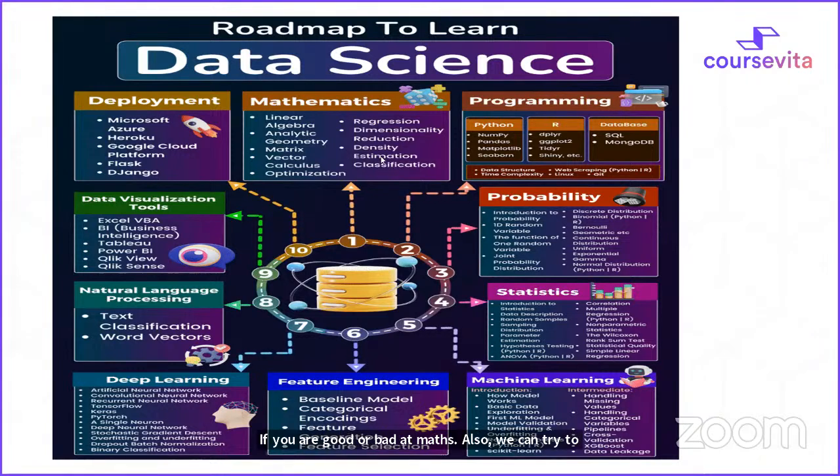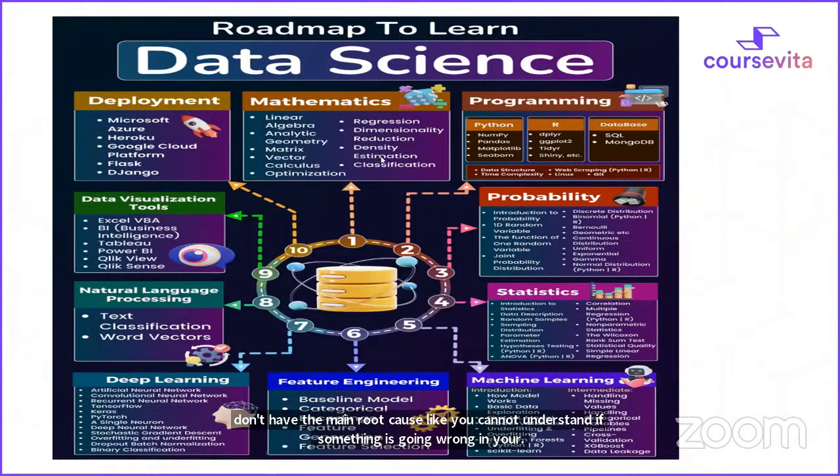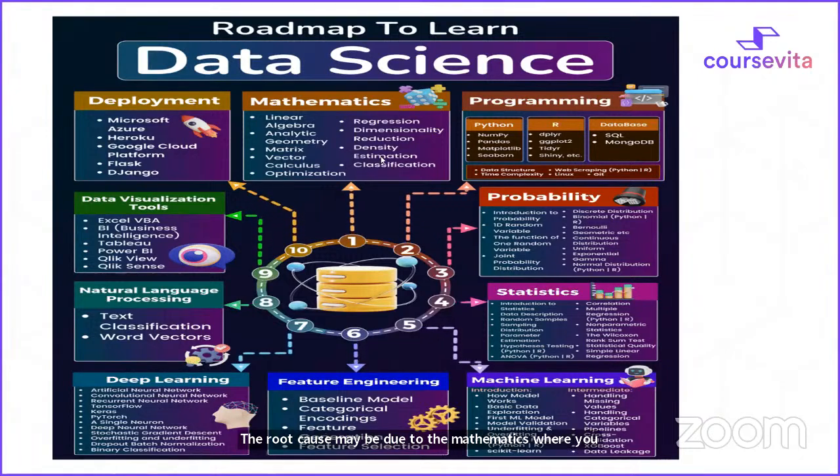If you directly jump into a programming language, again somewhere you will have trouble, because you don't have the root foundation. You cannot understand what is going wrong in your output or what the root cause is. The root cause may be the mathematics, where you used wrong elements. Let's say instead of continuous you use something categorical, or instead of numerical you use something else. That's where the strong foundation of statistics and probability matters. That is the main thing here.